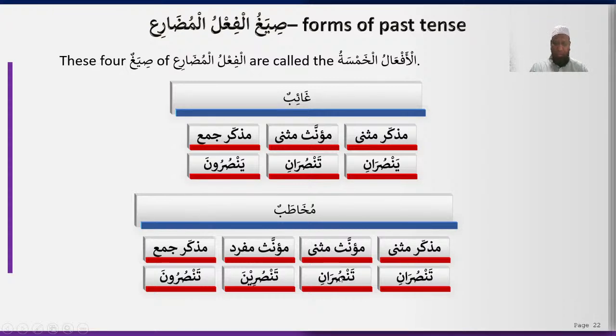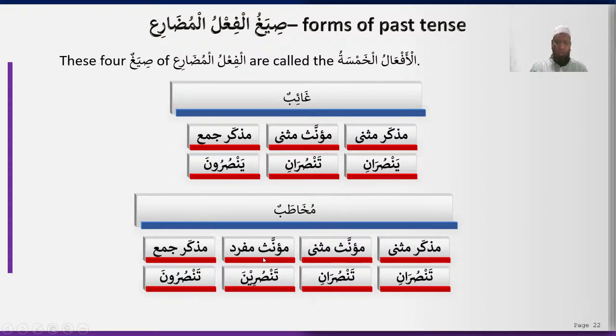When this siga muannas muthanna tansurani comes, because all these three are the same, whenever one of these three comes, we say tansurani al-af'al al-khamsa. So we count these three as one. So 1, 2, 3. These two fall in this. So we have three sigas.